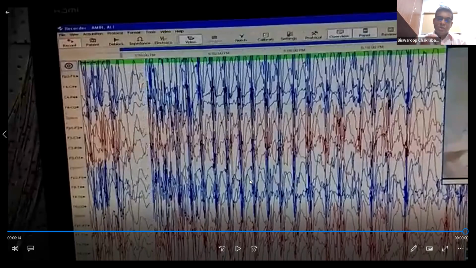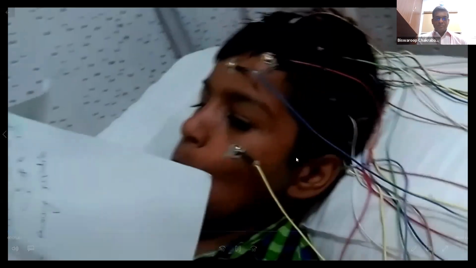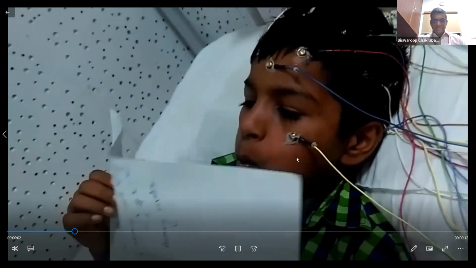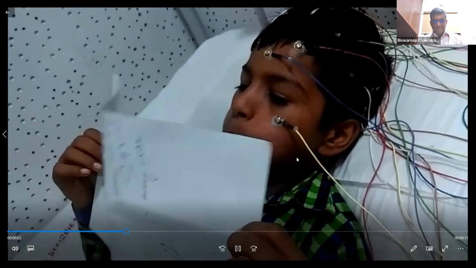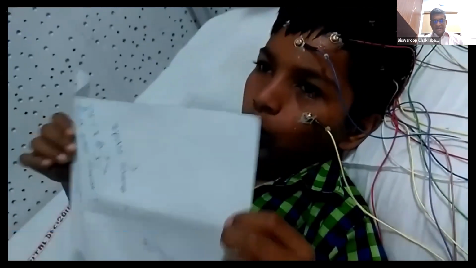I will just show you the clinico-electrical correlate and it will become clear. So just see the video. So again, the child is hyperventilating and you see what happens. This axial myoclonia of the trunk and the limbs and the classical 3 Hz generalized spike wave discharges.